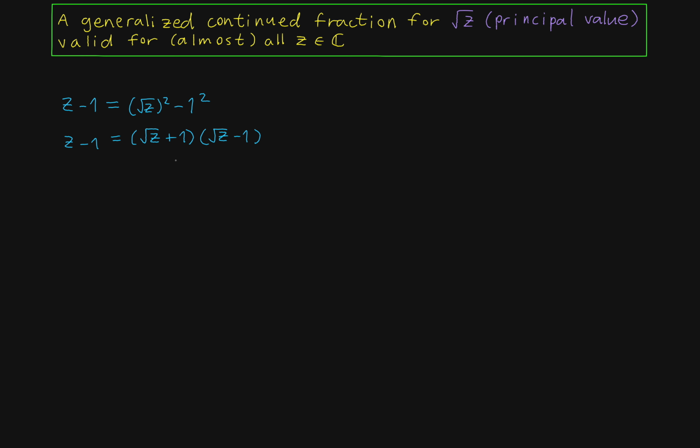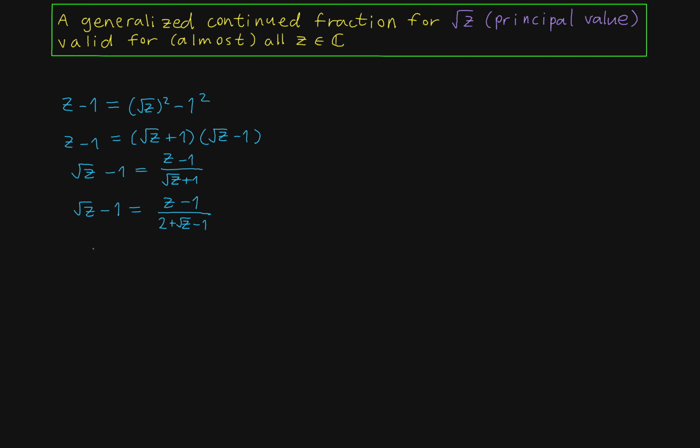Now we're going to divide by the square root of z plus 1 on both sides, and we're going to get the square root of z minus 1 is equal to z minus 1 over the square root of z plus 1. Now we can rewrite this denominator on the right side a little bit so that we get z minus 1 over 2 plus square root of z minus 1, right? We replace the 1 with a 2 minus 1. Now you see we have this over here and this over here.